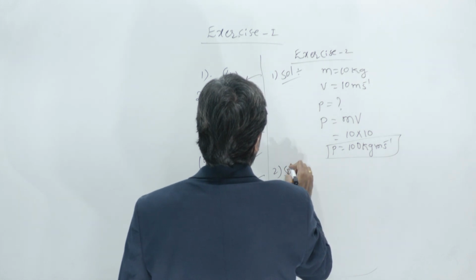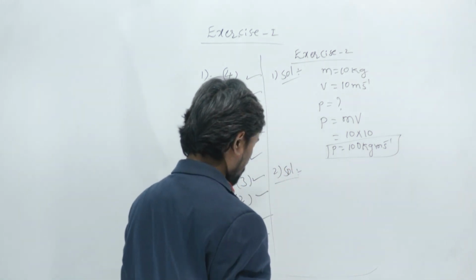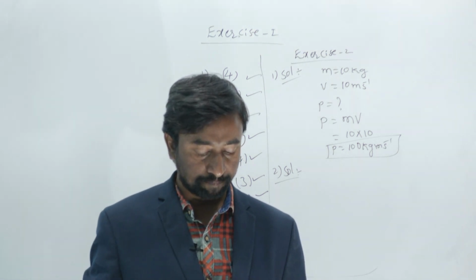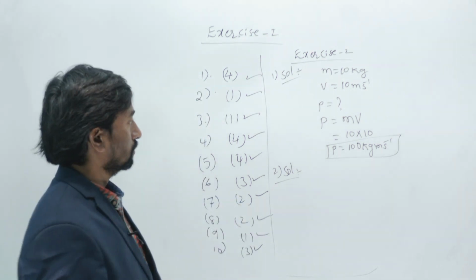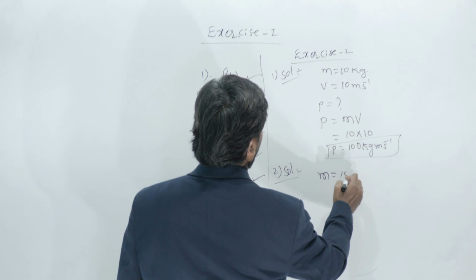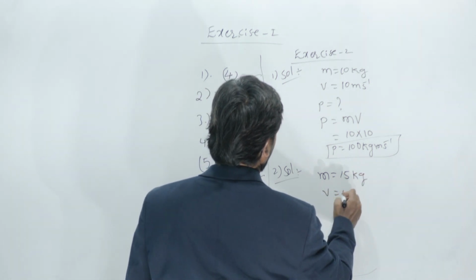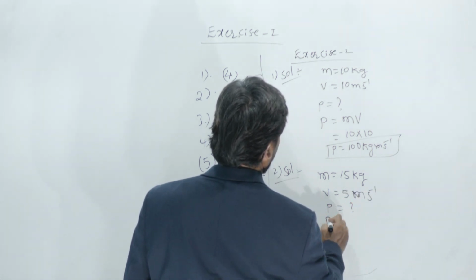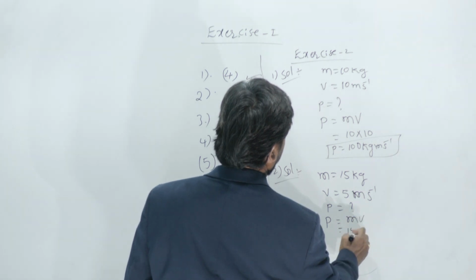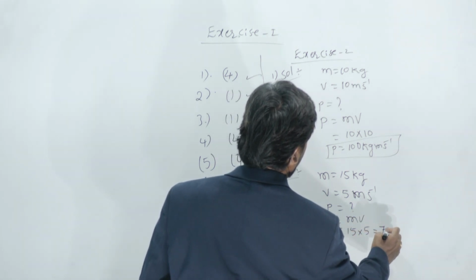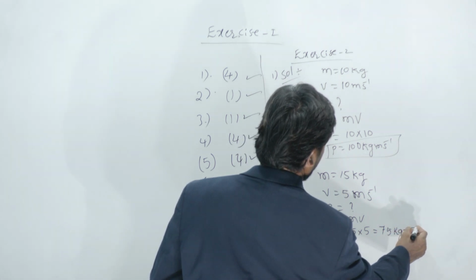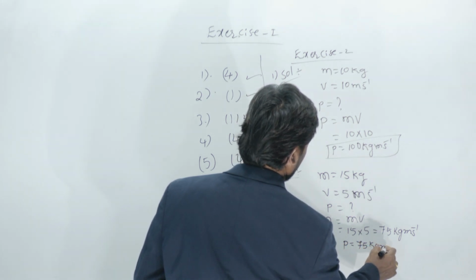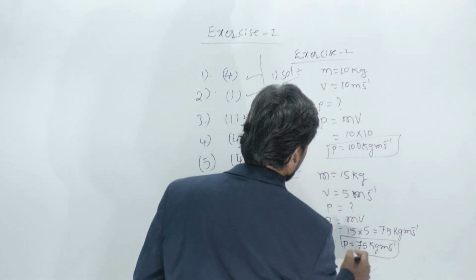Now the second one we can add. What will be the momentum of a body of mass 15 kg moving with velocity 5 meter per second? Same formula. Mass is 15 kg and velocity is 5 meter per second. Momentum p equals m into v, which is 15 into 5. Therefore p is equal to 75 kg meter per second.